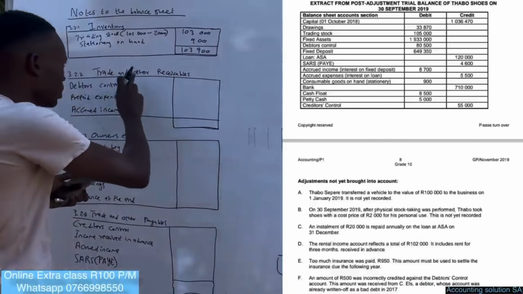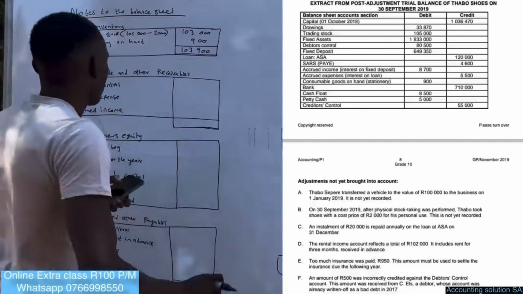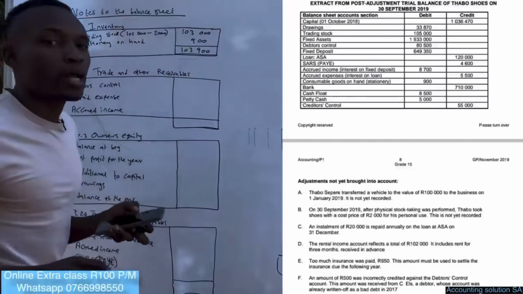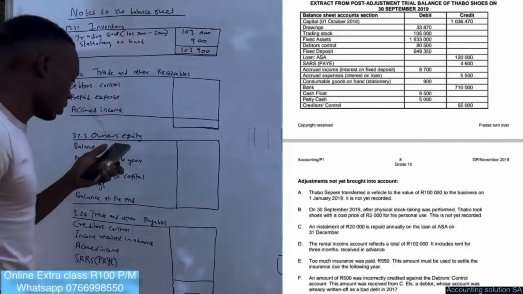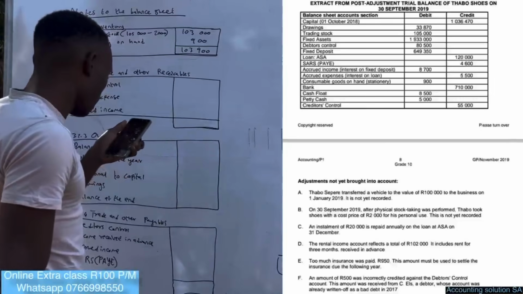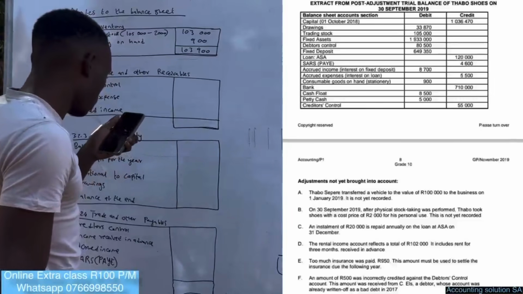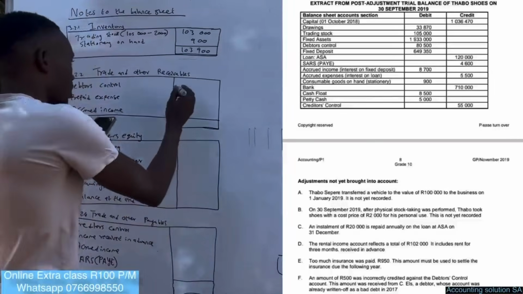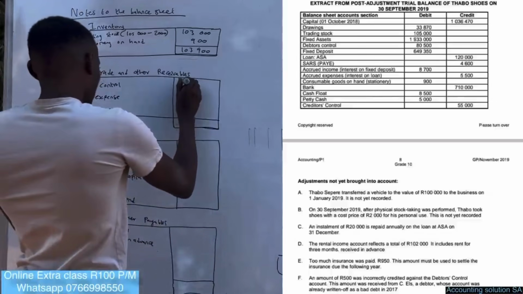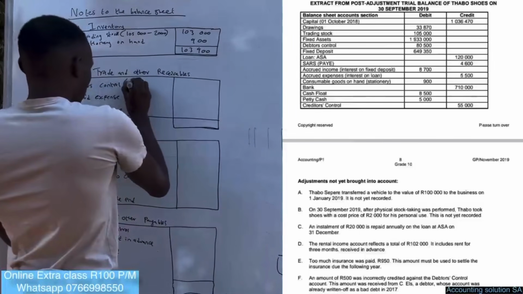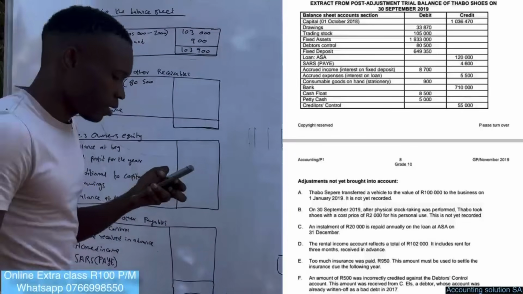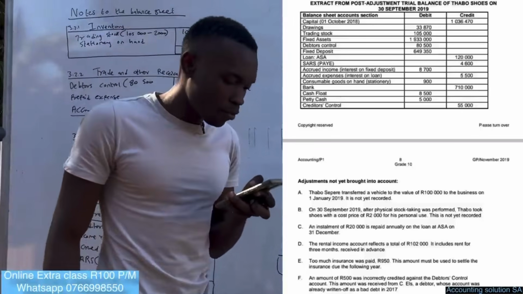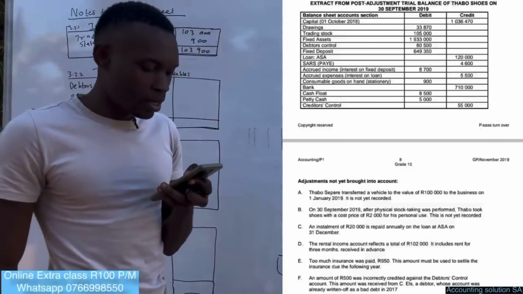The next note is trade and other receivable. The first item that you need to check under your trial balance is debtors control. Let's check debtors control. There it is on the debit side, it is 80,000. We have to start here, 80,500. Then you check if there is any additional information that is going to affect this one.